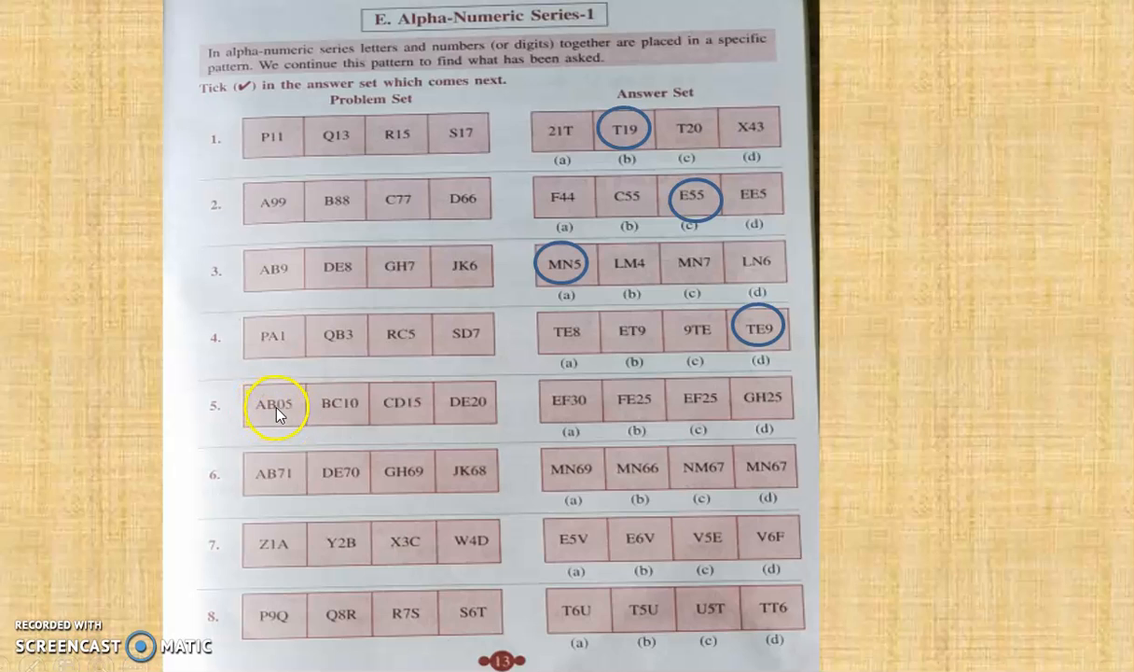Likewise, here also AB05. Here AB is here. So again it is starting with B. So BC, CD, DE. So again it has to start with EF. Okay, EF is here and here. So these two options A and C may come as an answer, right? But I have to check the numbers also once. For the numbers it is 5, 10, 15, 20. So after EF, 25 should come. That will be the answer. So EF 25 will be the answer for this. Is it clear? Likewise, we have to complete the next one also, kids.